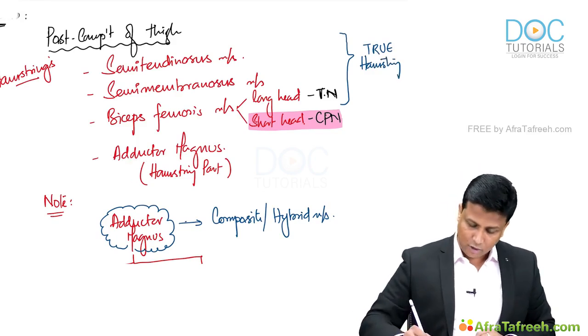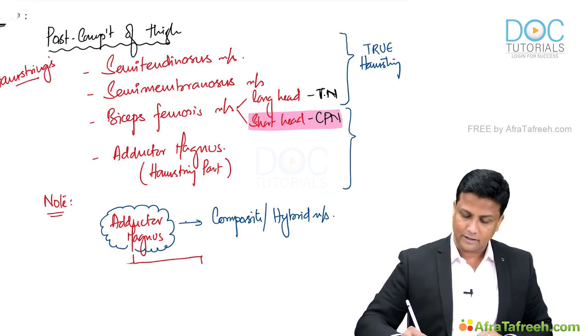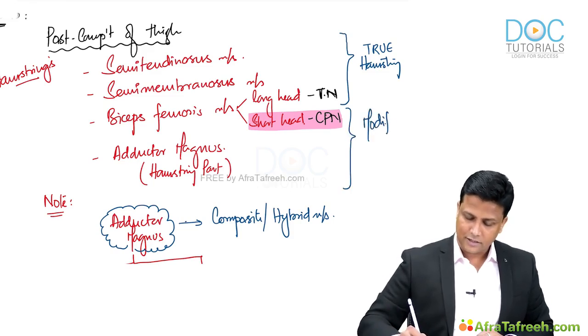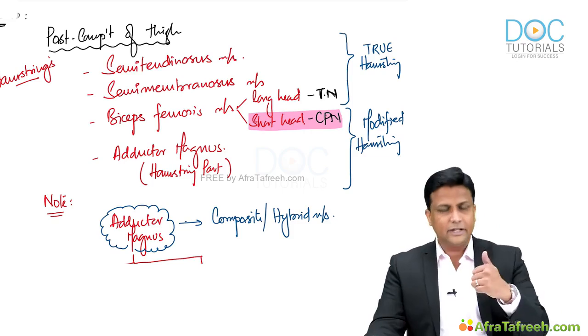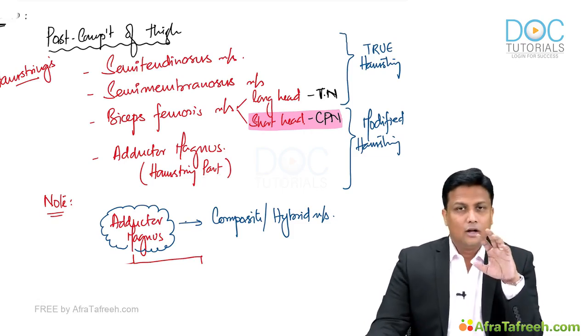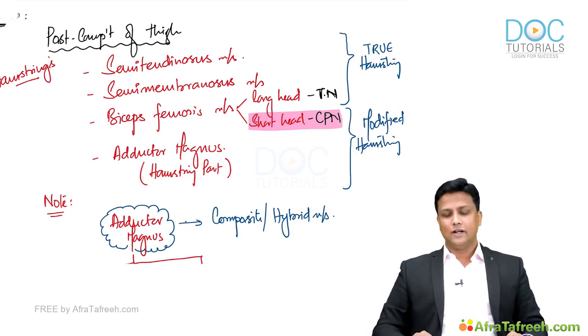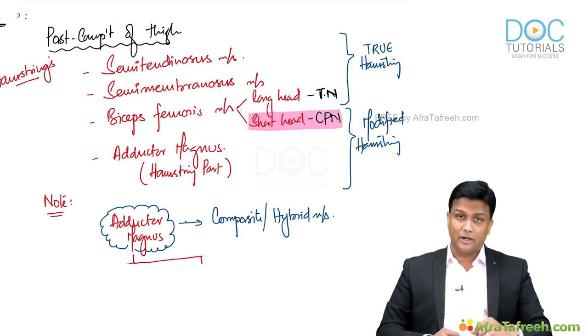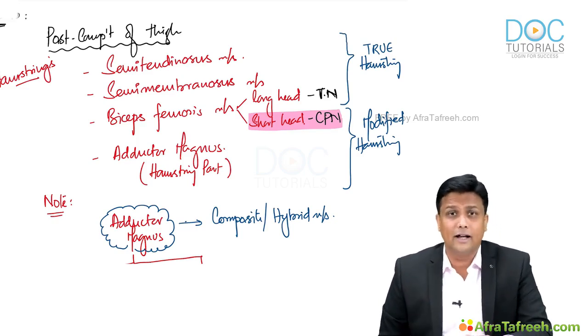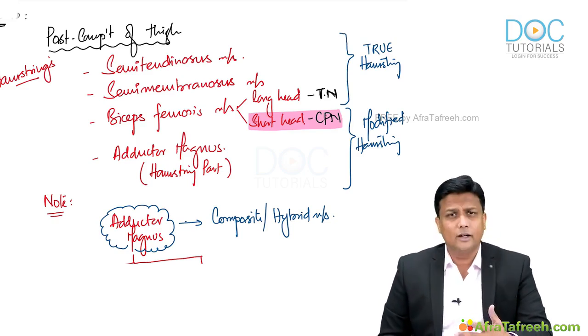Whereas the short head of biceps femoris and even the hamstring part of adductor magnus, these are false hamstrings, or we can say modified hamstrings. Semitendinosus, semimembranosus, and long head of biceps femoris are true hamstrings, whereas the short head of biceps femoris as well as the adductor magnus hamstring part will be the modified or false hamstrings, guys. I think we have covered almost every MCQ which is possible here.